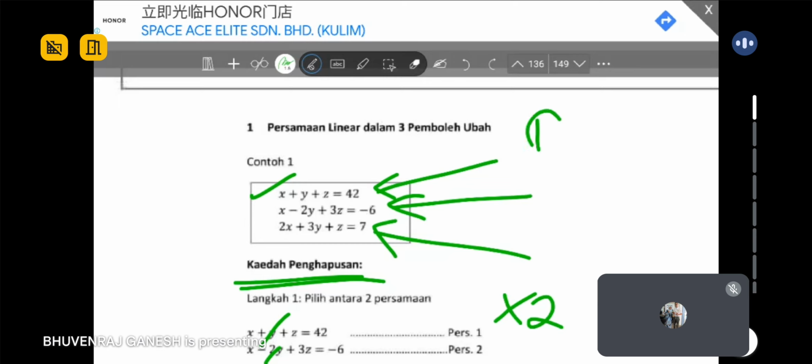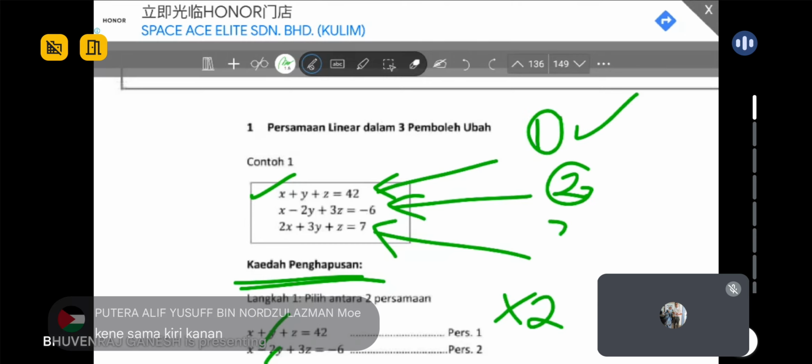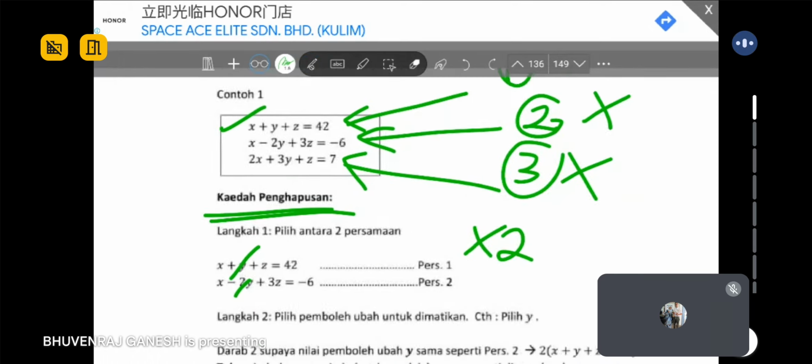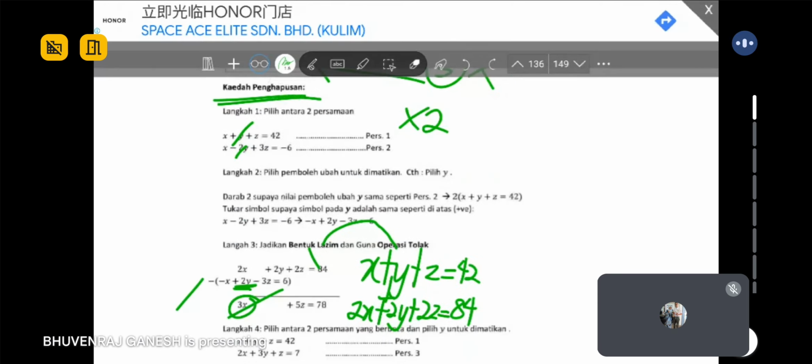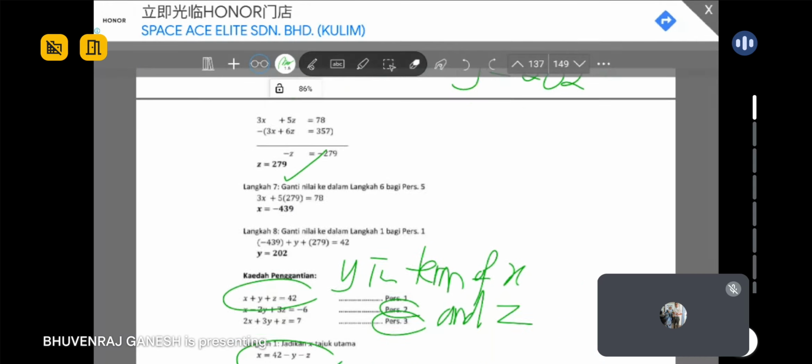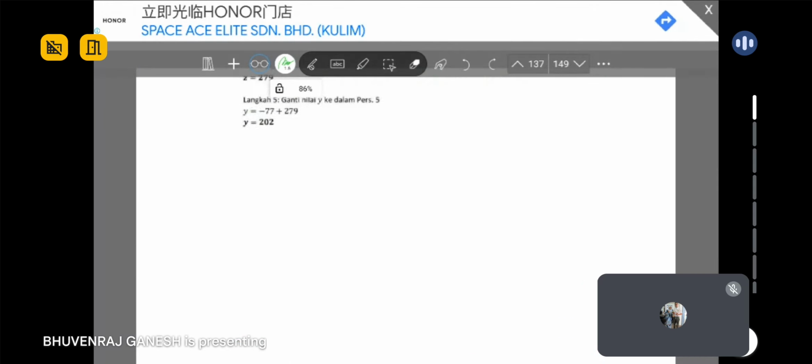Sometimes one equation dia boleh patuhi, tapi second and third dia tak dapat patuhi. So yang ni salah. Ketiga-tiga kena betul. Okay, all the three must be correct. Yes, kena sama kiri dan kanan. Alright, so this is how you can check also. Kamu boleh periksa macam ni. Okay, just to avoid careless mistake, supaya kamu tak buat apa-apa salah dalam pengiraan.